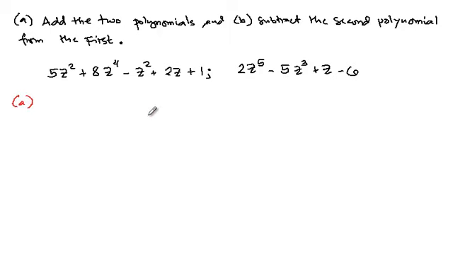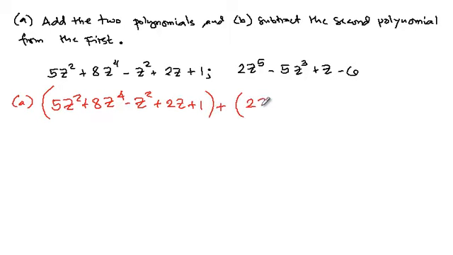For A we simply need to add the two. So how do we add polynomials? We simply copy that: 5z to the fifth plus 8z to the fourth minus z squared plus 2z plus 1, plus, simply add. Maybe I could place this in a bracket, then add this to this: 2z to the fifth minus 5z cubed plus z minus 6, okay?